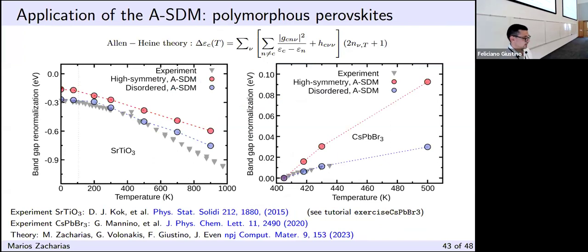Another point that I want to stress is this slide, where the message is twofold. First, now we did the ASDM, we have our anharmonic phonons. We can use those anharmonic phonons with the special displacement method and evaluate anharmonic electron-phonon properties. And this is the case of the band gap normalization of strontium titanate and cesium lead bromide. And the other message of this slide is whether we use the high symmetry structure and start the displacements from the high symmetry structure, or the polymorphous structure. So with red is when we start the displacements from the high symmetry structure. So we see that for strontium titanate, we underestimate the band gap renormalization, while for cesium lead bromide, we are overestimating the band gap renormalization with respect to experiment.